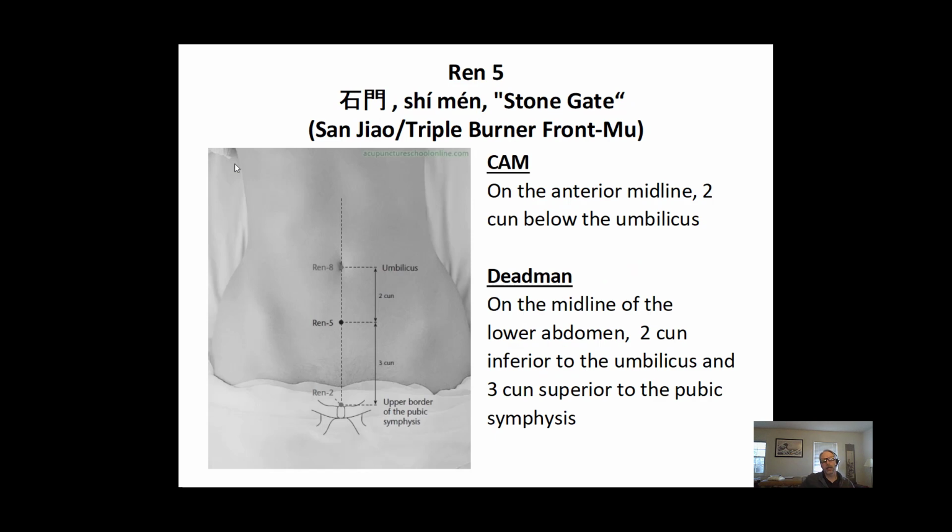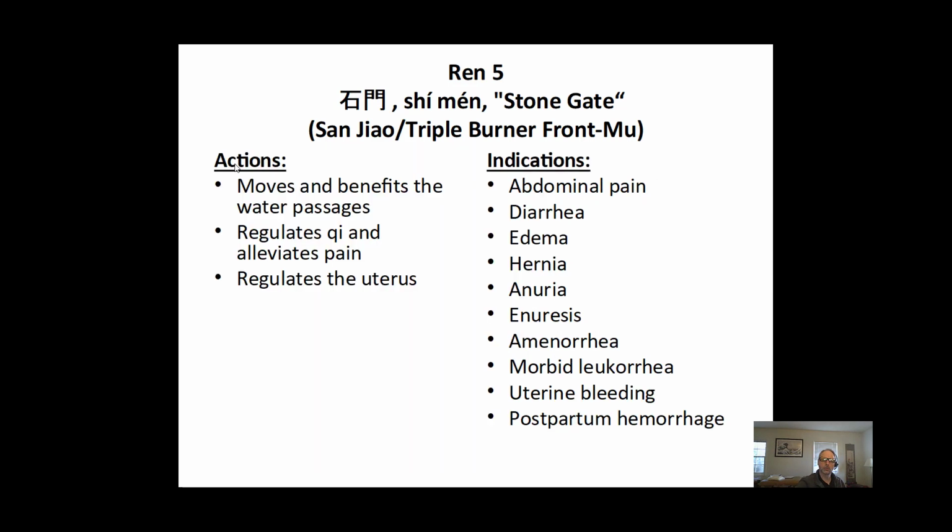Ren 5. Ren 5 is the front mu point of the Sanjiao. It is 2 cun from the umbilicus, 3 cun up from Ren 2. Moves and benefits the water passages, regulates qi and alleviates pain, regulates the uterus.